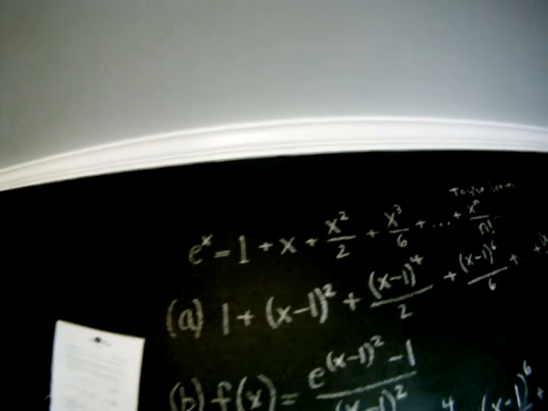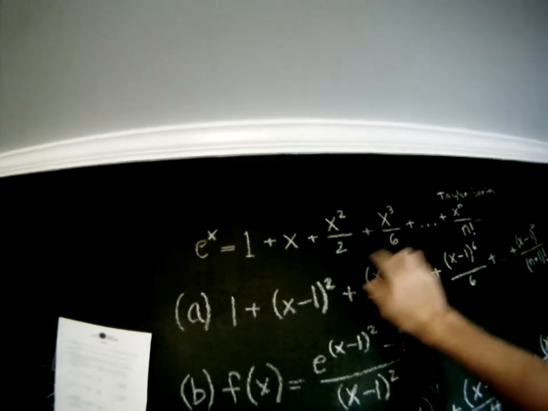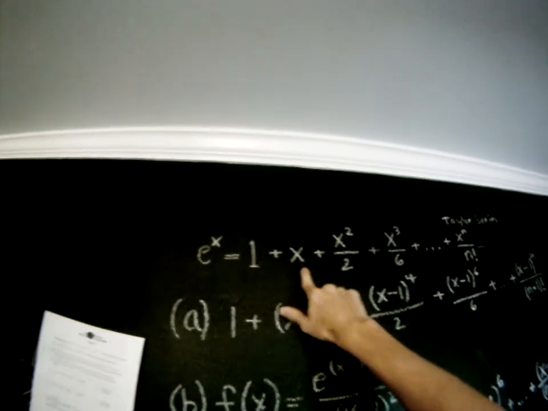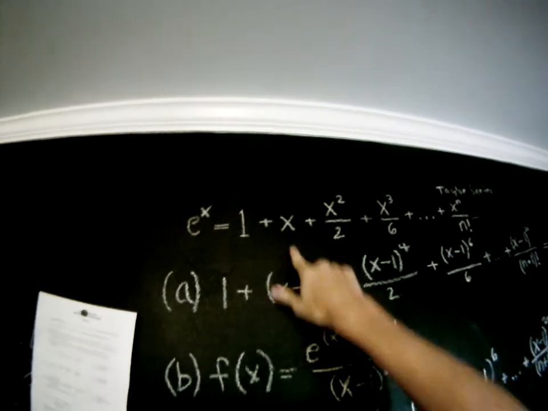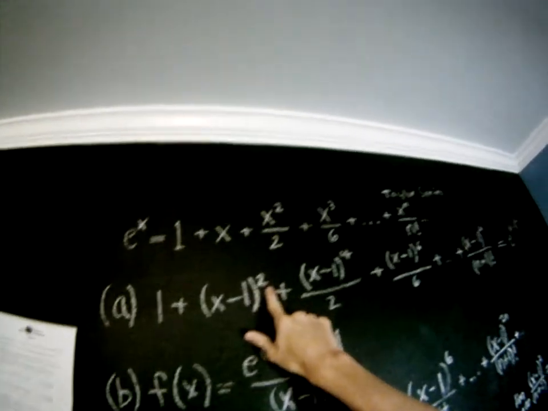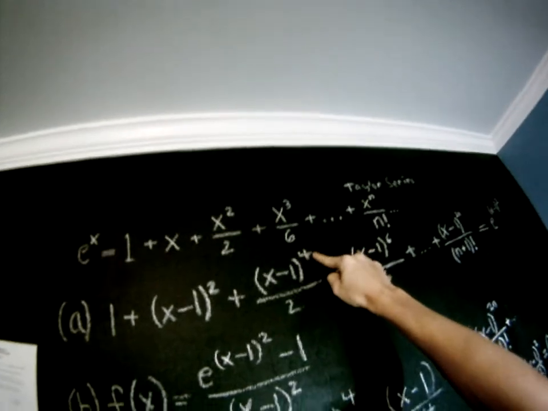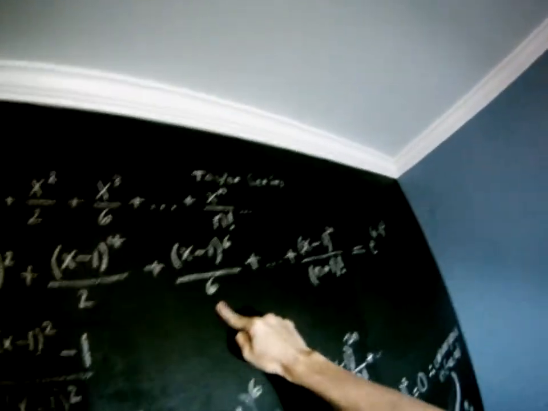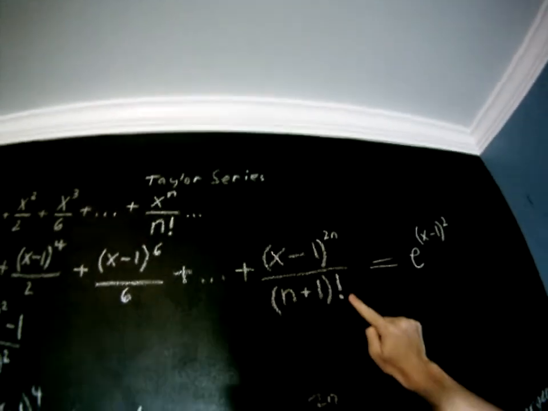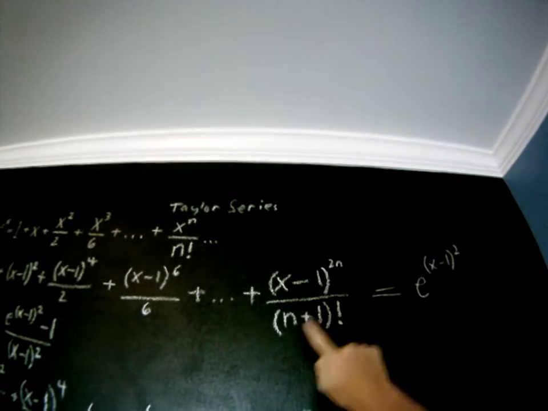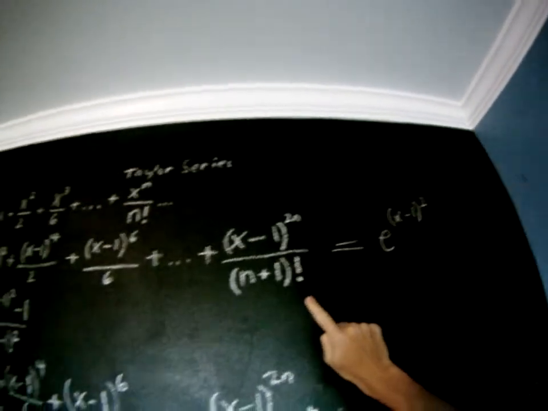Since they've given you the series, all you really have to do is plug in (x-1)^2 for all the x's. So we substitute in (x-1)^2, and (x-1)^2 squared is (x-1) to the fourth over 2, and so on. And you get the general term, which is (x-1) to the 2n over (n+1) factorial.